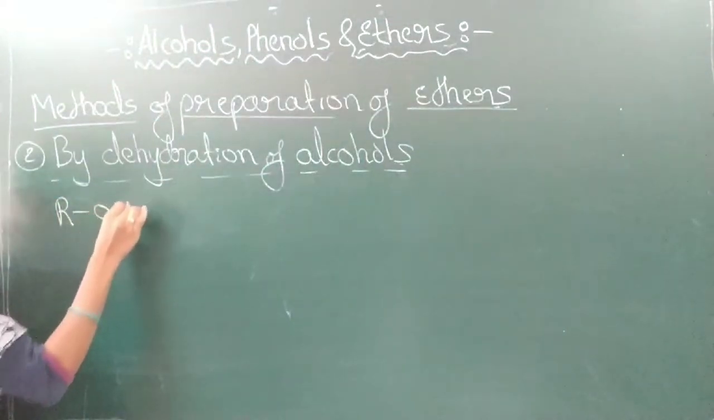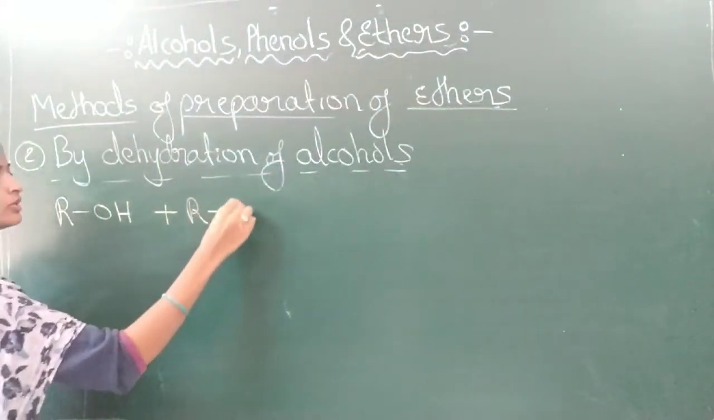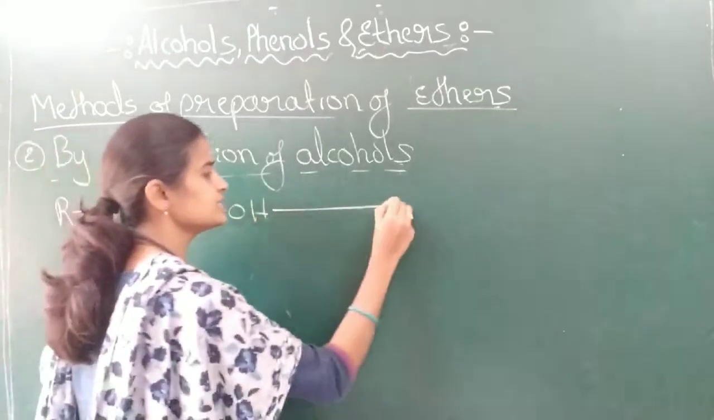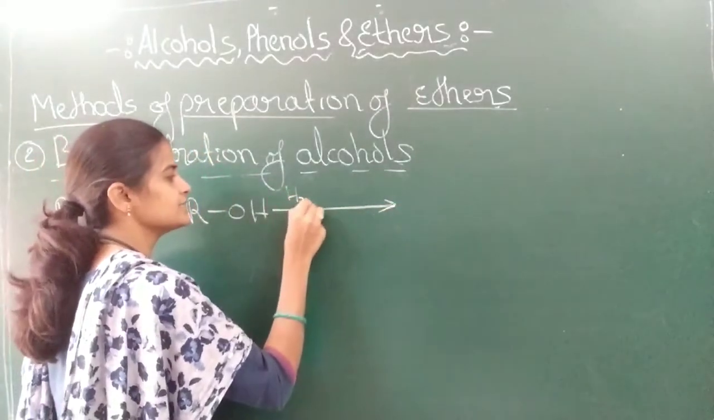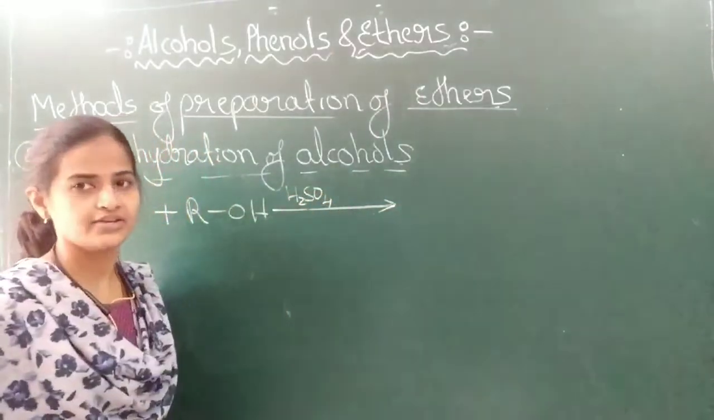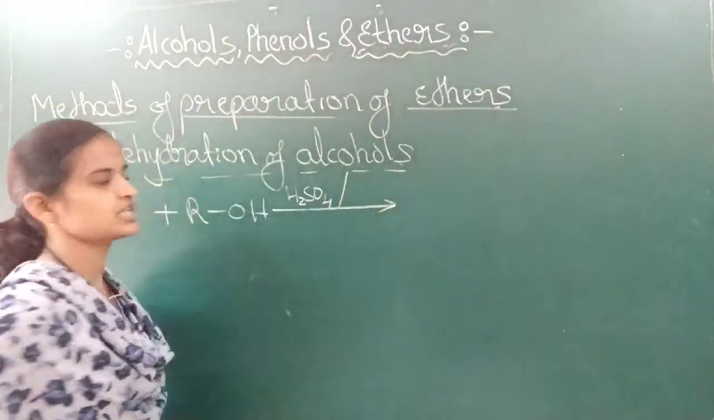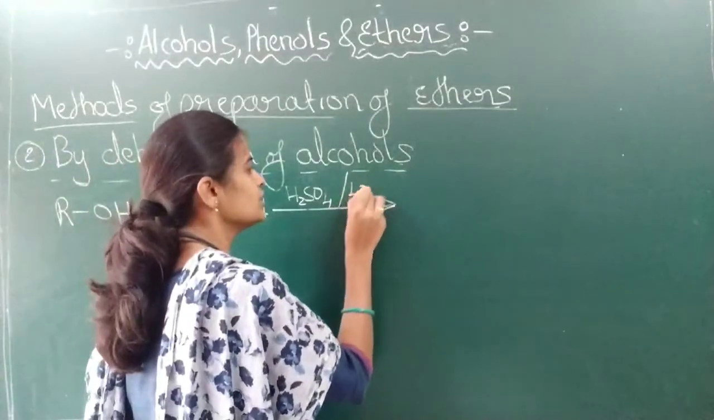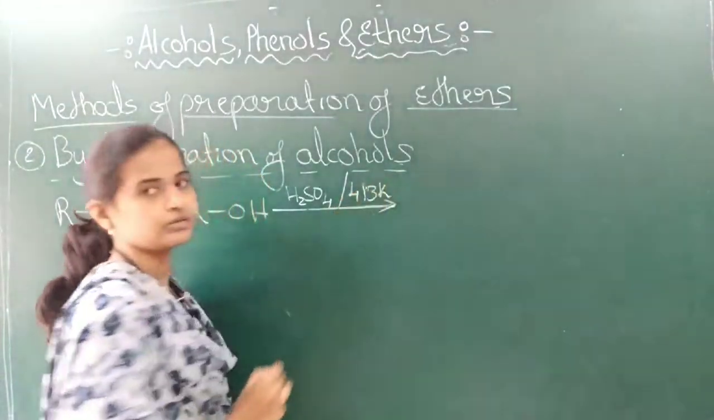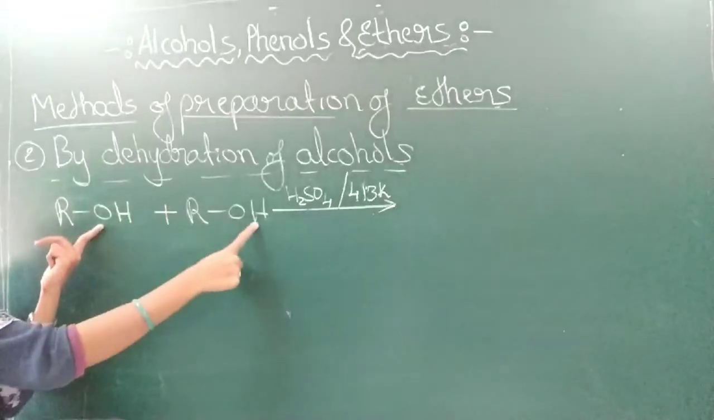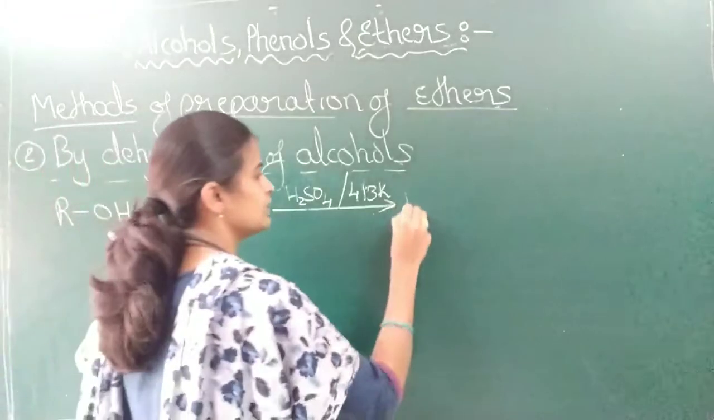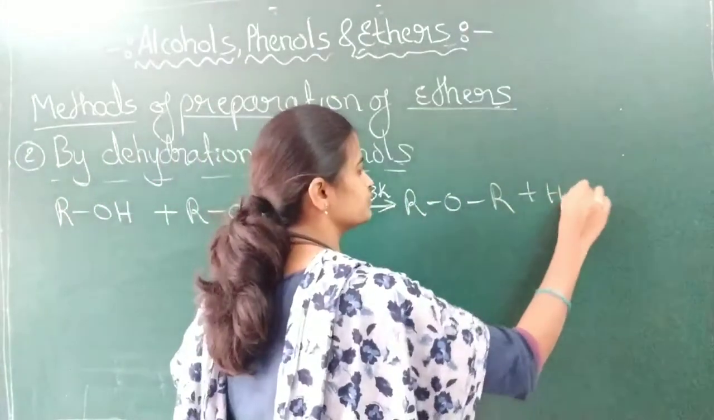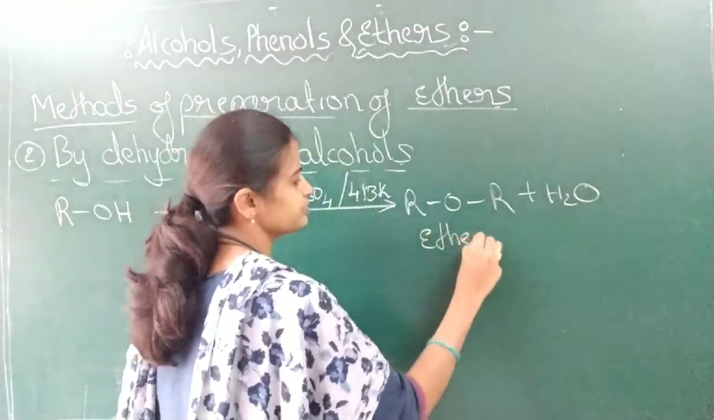Excess of alcohol means more alcohol we have taken, so 2 times alcohol. When it is treated with sulfuric acid H2SO4, which is a very good dehydrating agent. Dehydrating agent is nothing but one which is used for the removal of the water molecule by heating it to the 413 Kelvin temperature. What happens? OH and H, water goes out by forming the ether ROR plus H2O. This is ether.